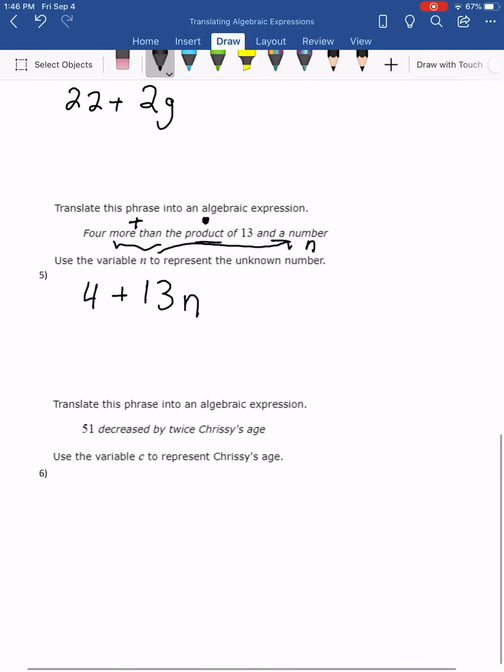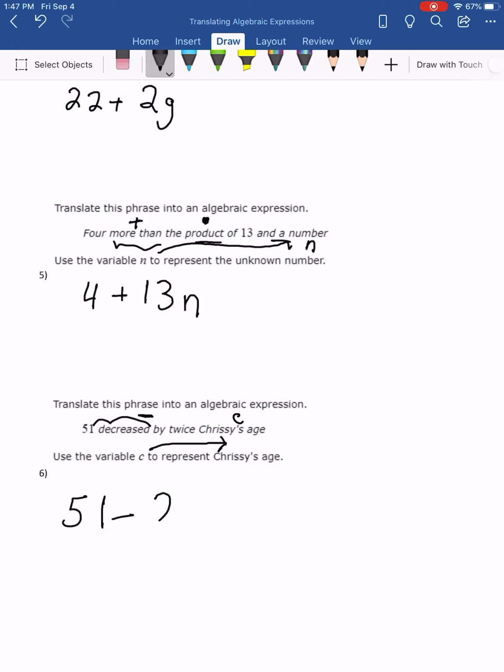All right. Number 6, 51 decreased by. We know decreased means subtraction. So that's going to be 51 minus twice Chrissy's age, and Chrissy's age is called C. So that's going to be 51 minus, where it says twice, that means 2 times Chrissy's age, C.